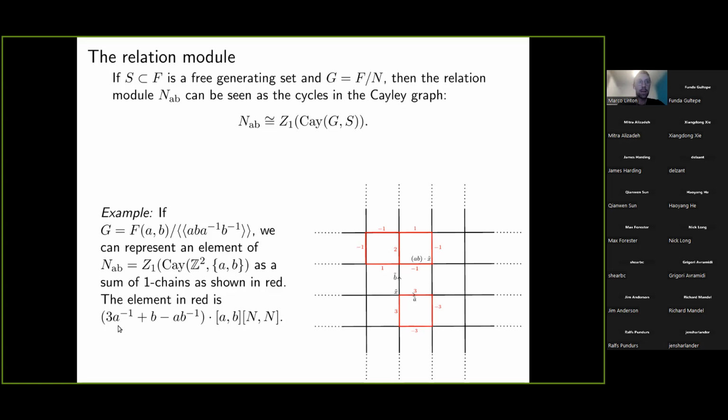So this 3A inverse is this cycle here where you have labels by 3, 3, minus 3, minus 3. Because we're translating sort of this commutator down through A, that corresponds to conjugating by A, and you go around 3 times. Okay, and then you can figure out why this is the correct expression for this element of the relation module.